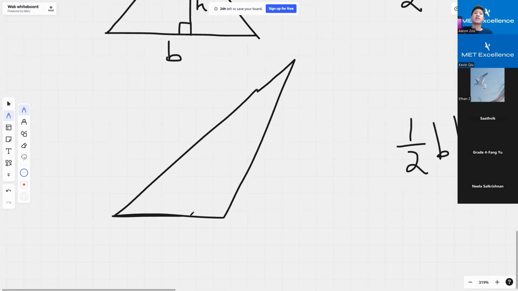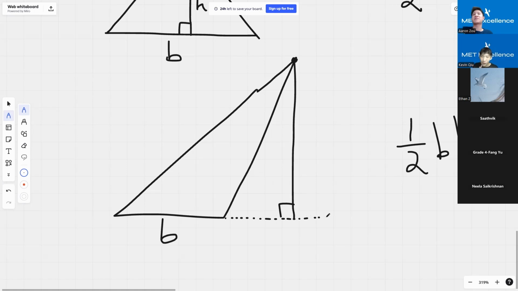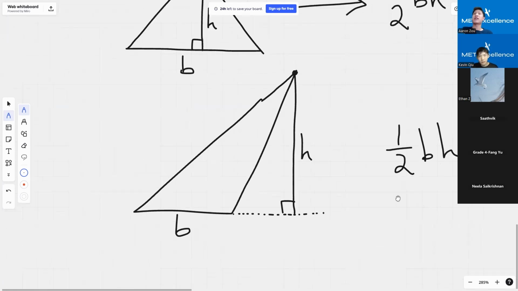I can even choose this side right here to be the base, even though you might say, well, you can't really draw a height, right? Because you have to start from the opposite point. Well, you just still draw the height. You can draw the height outside of the triangle. That's still the height, right? The height is just how tall the triangle is. So if I'm measuring how tall it is, I can still measure it like this. And it's still 1/2 base times height.